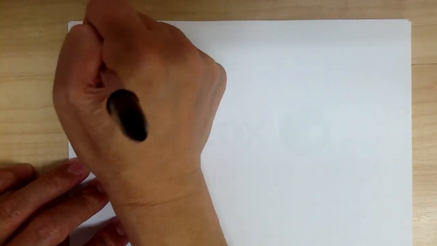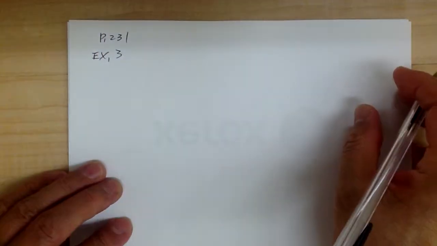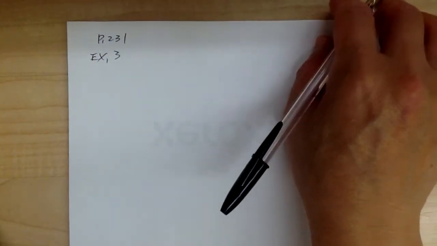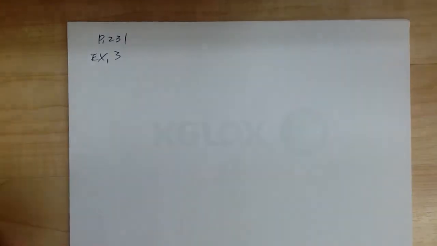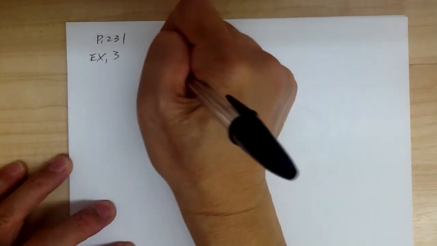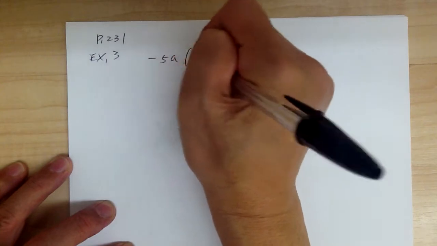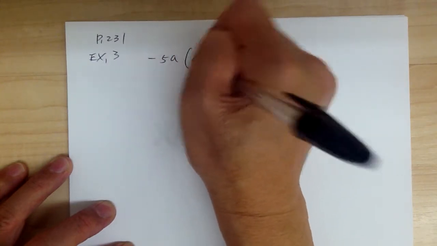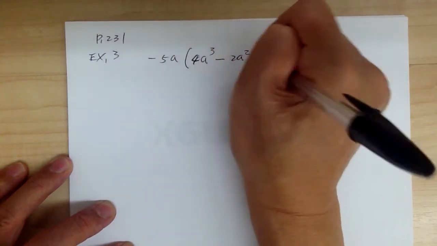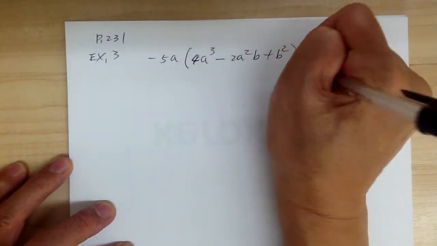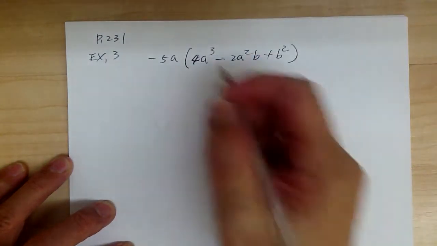Okay, let's go to example 3. So example 3, it says this is when there are more than 2 terms inside the parentheses. So what you do is you just keep going. It doesn't matter how many terms. So you have negative 5a times 4a to the 3 minus 2a squared b plus b squared. So again, it doesn't matter how many terms you have. You just go and distribute.